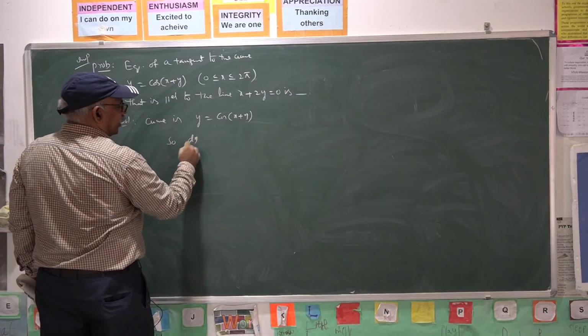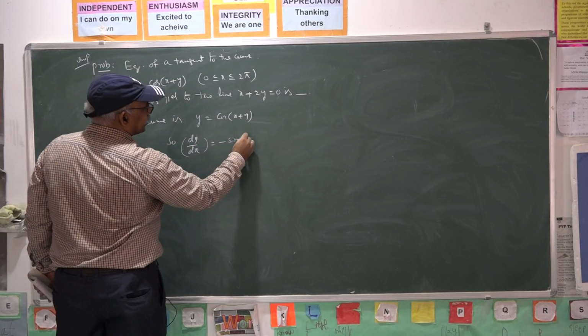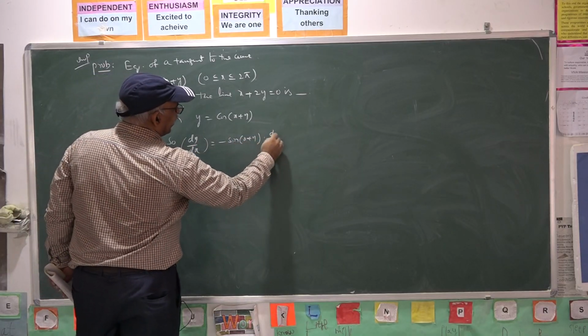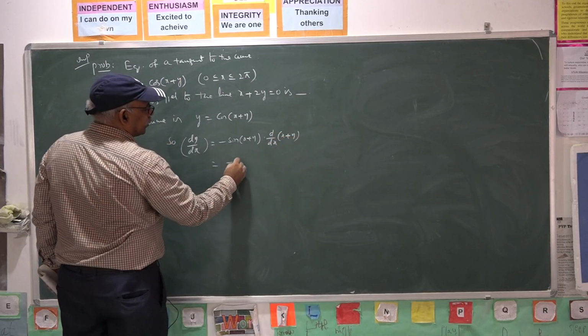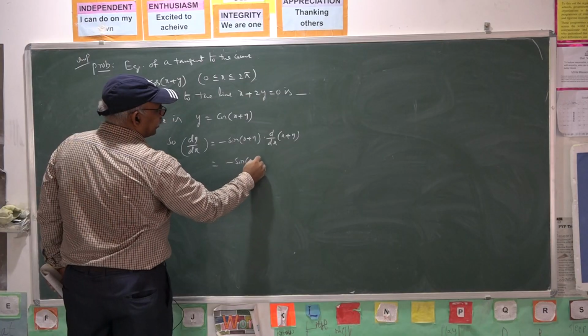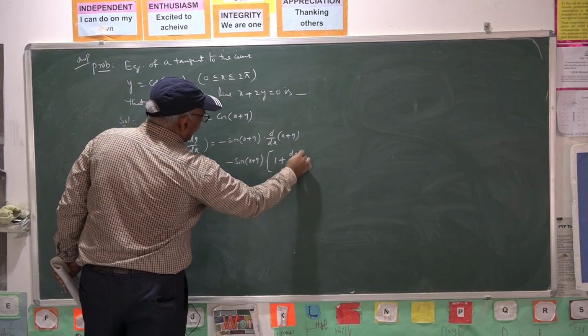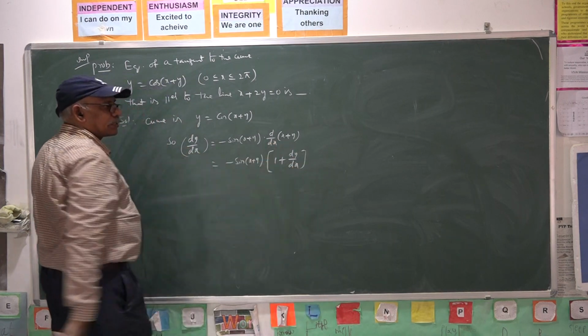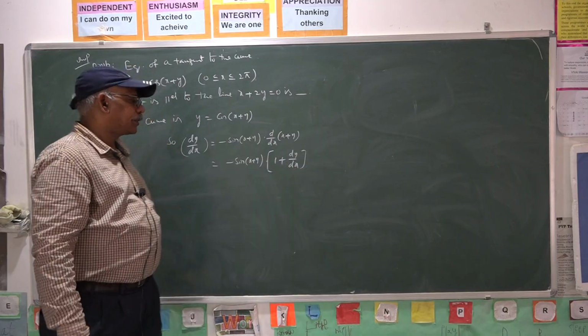So differentiating, dy by dx is minus sine of x plus y into the derivative of x plus y with respect to x, which is minus sine of x plus y into 1 plus dy by dx. The derivative of x with respect to x is 1, and the derivative of y with respect to x is dy by dx.